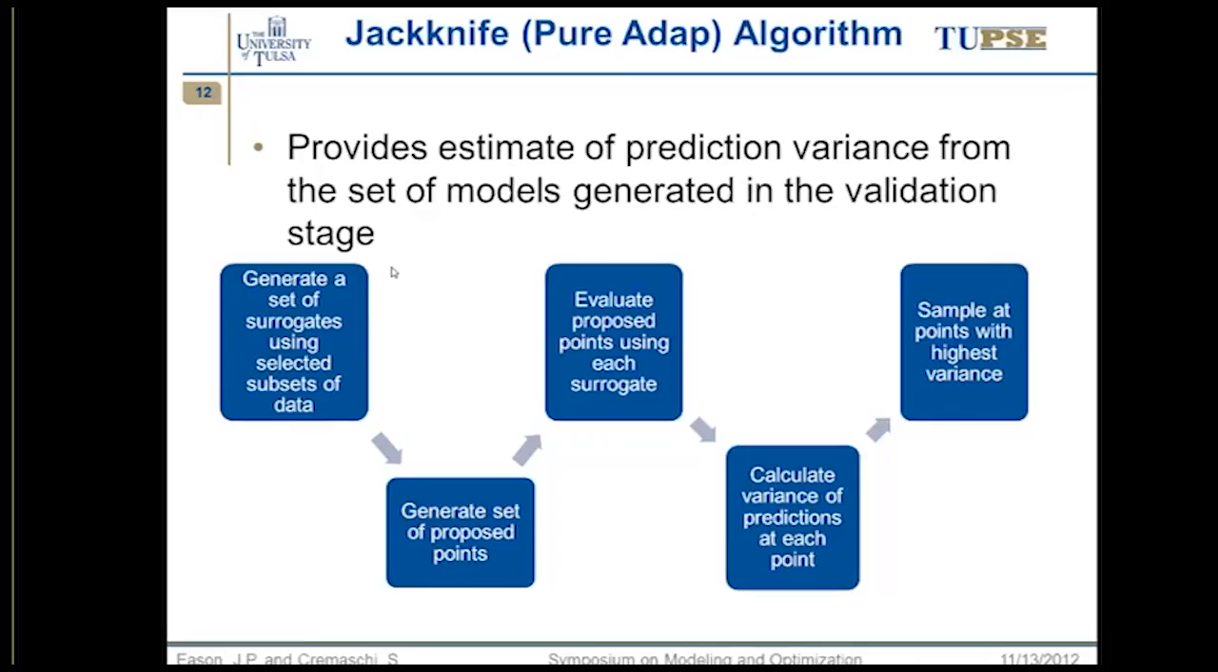Then we take a set of proposed points and evaluate the output of the surrogate at these proposed points using each surrogate. And we can look at the variance of those predictions as a sort of an estimate of the variance of the overall surrogate's prediction. And then we sample at the points with the highest variance from our set of proposed points. So the set of proposed points is just we used a dense Latin Hypercube of like 1,000 points.